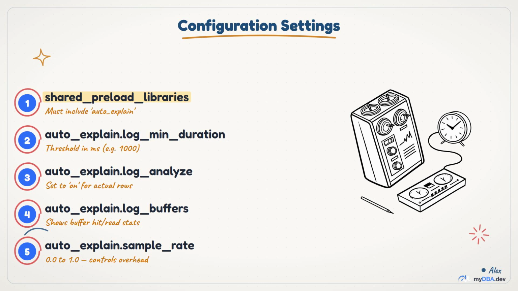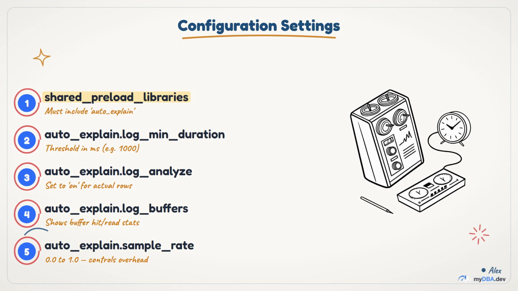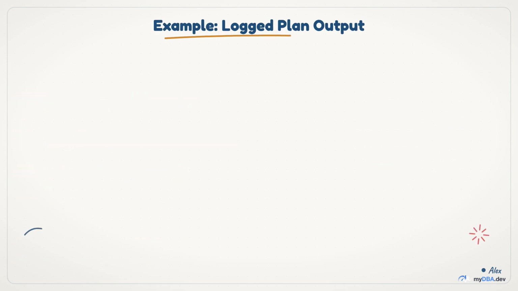The key knob for overhead control is auto_explain.sample_rate. Set it to something like 0.1 to log only 10% of slow queries. Keeps the impact minimal. Here's what you'll see in the log.